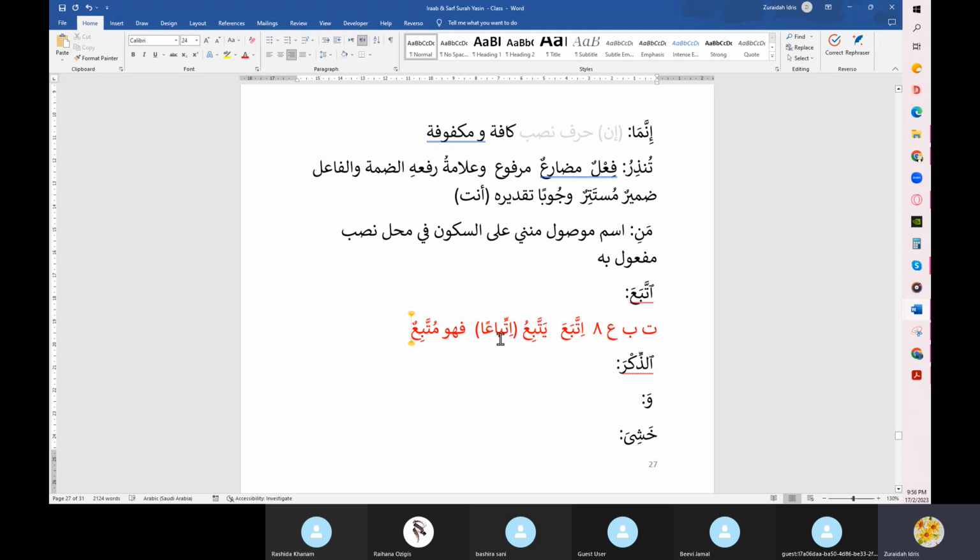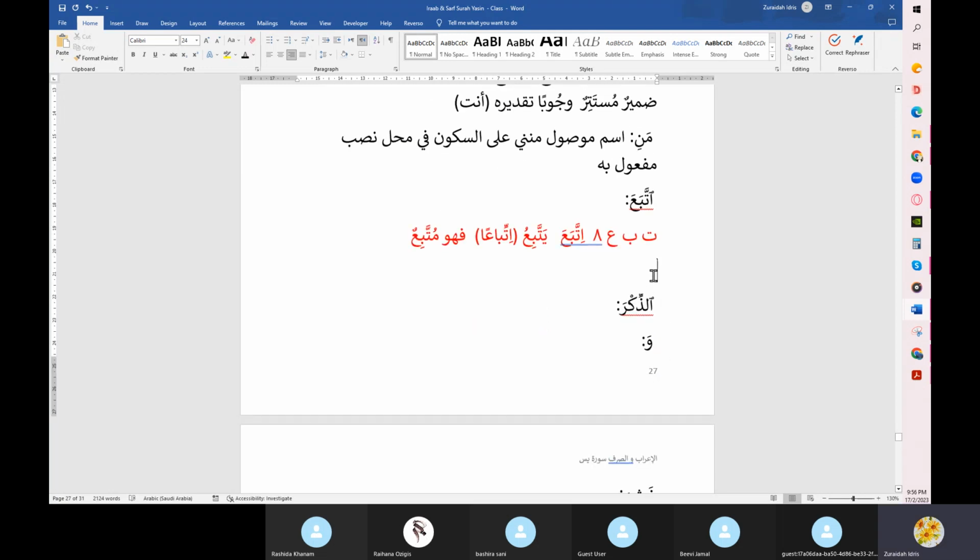Okay. And the Irab for this, and then we can end for tonight, inshallah. Ittaba'a is a fi'lun madin. It's fi mahli raf'in. Is it mu'rab? No, it's not mu'rab. It is mabni, right? Yeah, mabniyun ala fatha. Whenever we have mabni, we don't have the tanwin. And the fi'il becomes the fa'il.